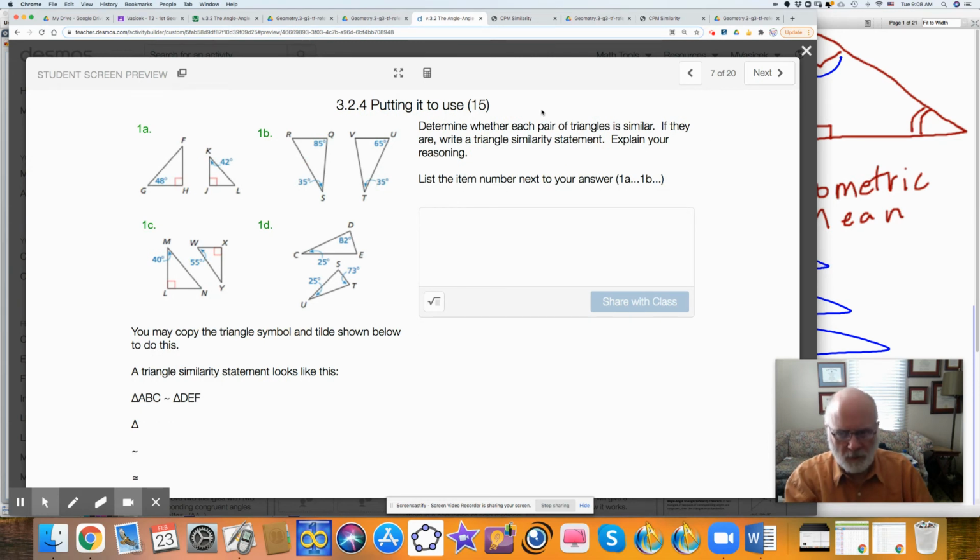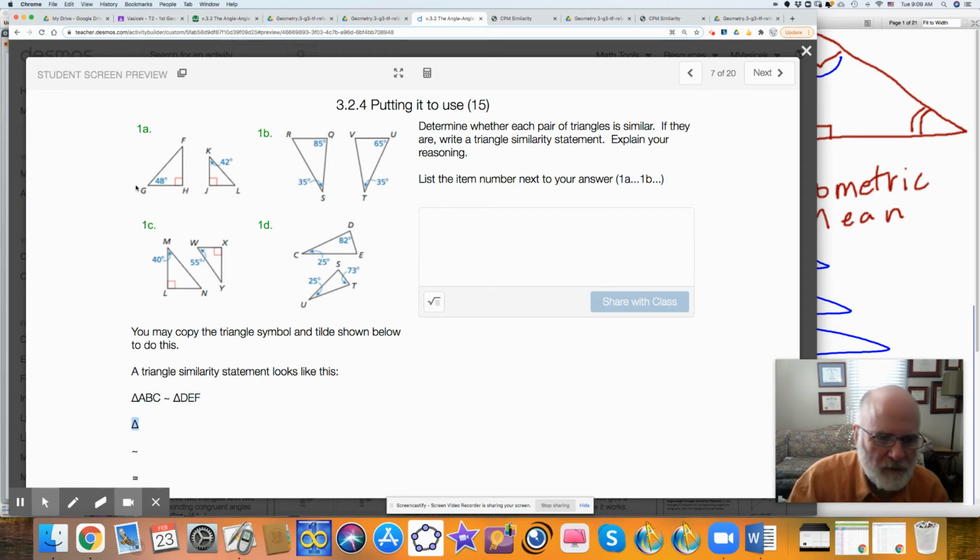Here we're to determine whether they are similar, and if they are, to write an explanation. You can copy over my lettering here and then re-letter it, but copy over the symbol of the triangle. The symbol, I know that you have a tilde on your keyboard, so you could actually type this one, but the triangle may not be so easy to copy over. Maybe I'll just copy over the triangle.